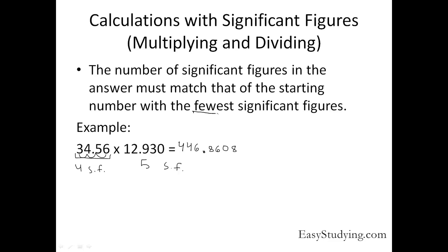So we need the fewest significant figures from the original problem. We see here that the fewest was 4. So we will only use 4 significant figures in this problem. So that would round up to 446.9, which is the 4 significant figures we needed taken from the original values that were given.